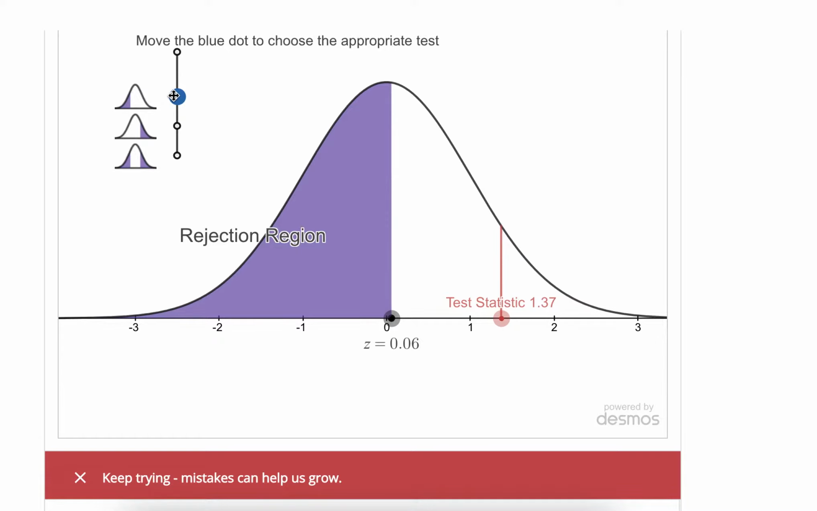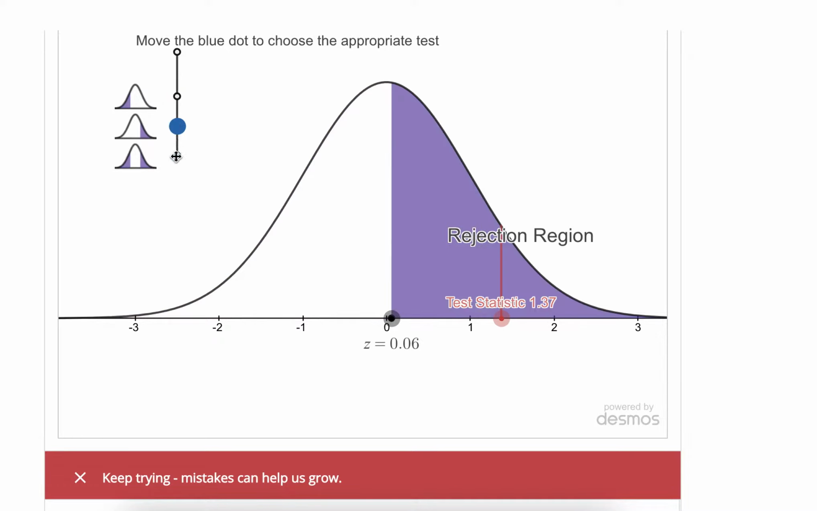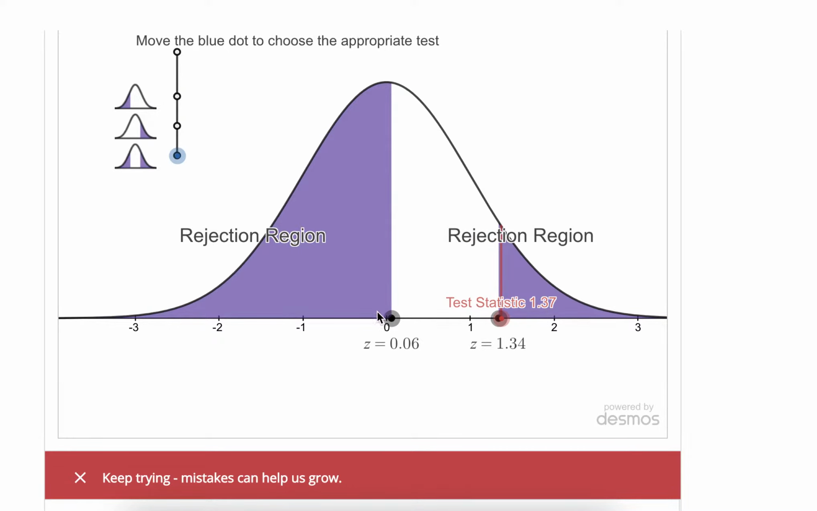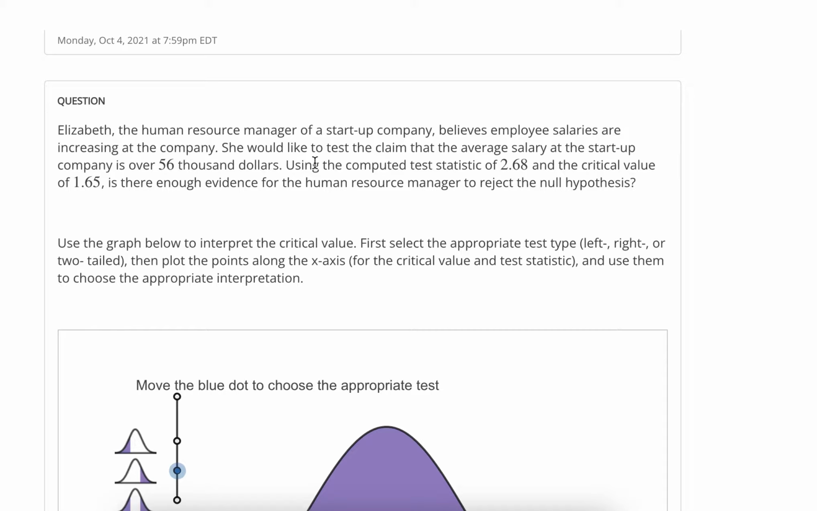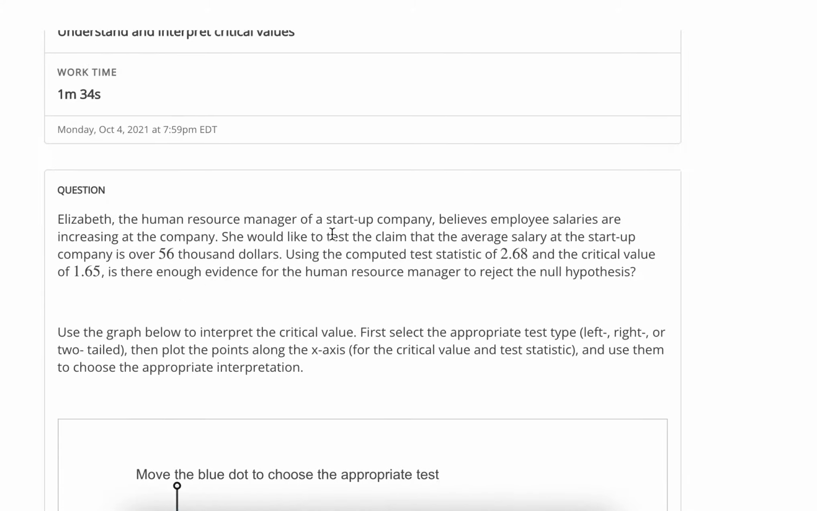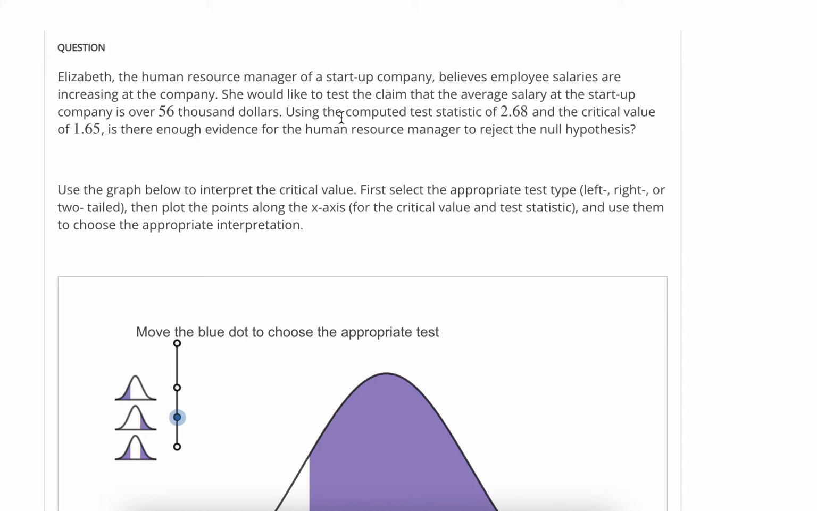This would be if she wanted to test if something was less than a certain value. This would be to test if there was a difference between the two values, because that's a two-tailed test. Okay. I forgot where we were. Using the compute test statistic.